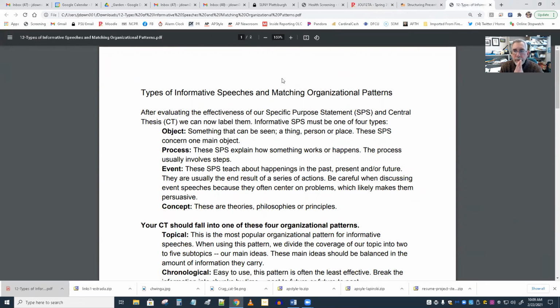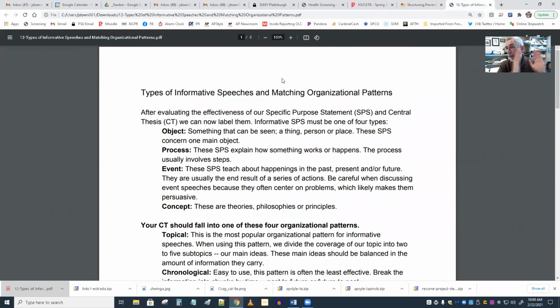All right, now I want to show you another handout, which is actually not in this top area here, which had to do with the first 3 weeks. It's down in the assignment handouts where this stuff is duplicated, and there's a lot more also. And it's actually in the area called types of informative speeches and matching organizational patterns. That's handout number 12. So you need handout number 12, which I'll be handing out in class. And this is what that looks like.